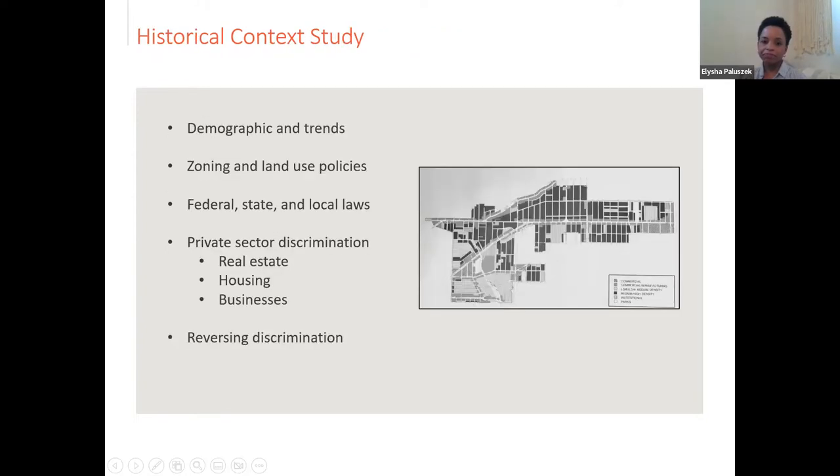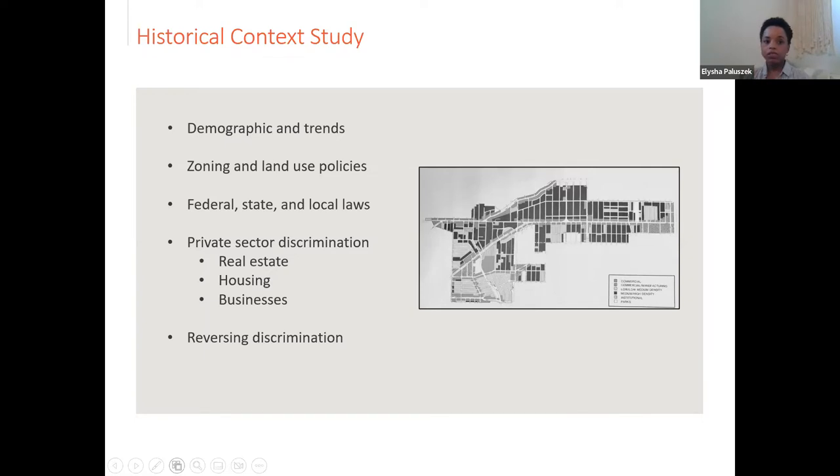Next slide, please. The document will cover policies that affected West Hollywood's BIPOC and LGBTQ plus communities, such as federal, state, and local laws and zoning policies, discriminatory policies and actions in the real estate industry, and private sector discrimination in businesses, restaurants, and bars. We will be looking at both overtly discriminatory policies and those that were not as obvious. An example of the overtly discriminatory policies that we are looking at would be the use of restrictive covenants, which were tied to property deeds and prevented people of color from purchasing or living in properties covered by these covenants.